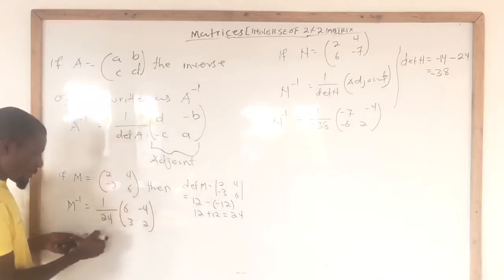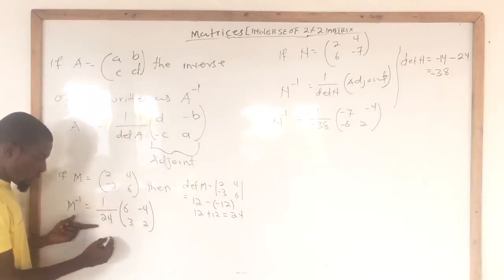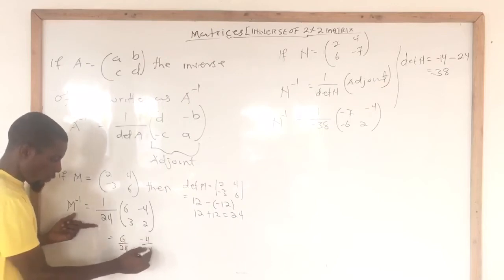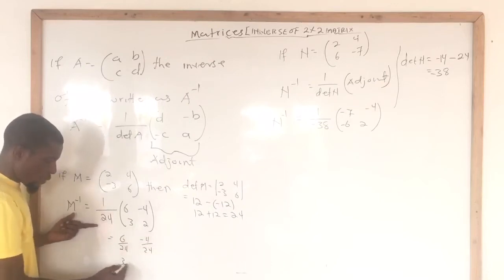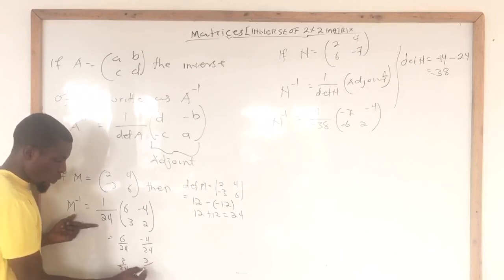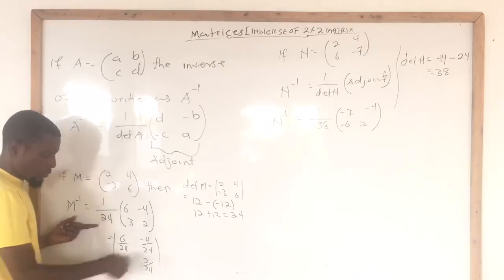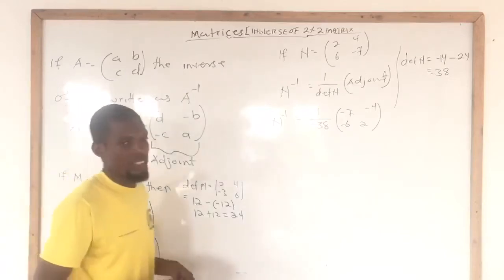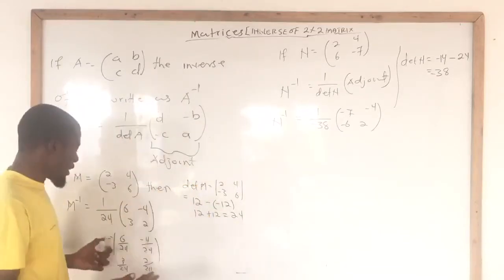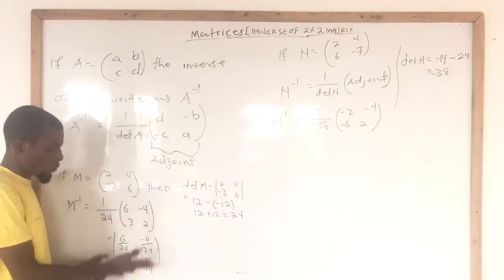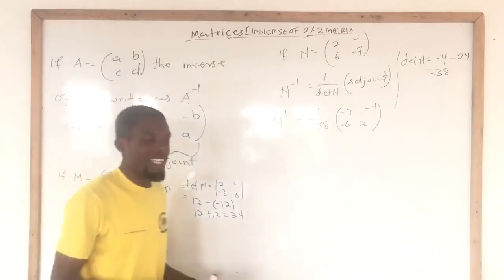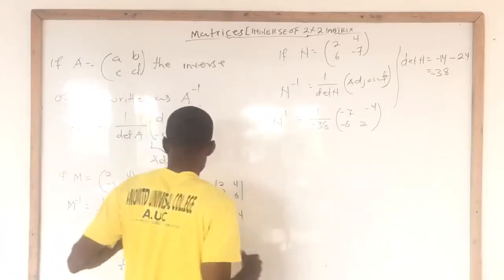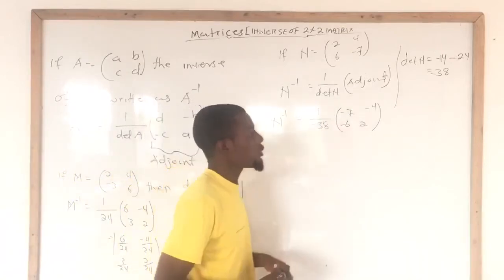So if you are expanding, this is going to be 6 on 24, minus 4 on 24, and then this is going to be 3 on 24, and then 2 on 24. You can simplify it if you want to, but you can also give it like this. Nobody is going to penalize you for that. Now, if it's in core mathematics, then I'll entreat you to simplify it to the lowest terms. But in elective mathematics, this is not actually a problem, so you can leave it this way. So you can also leave this one this way as well.